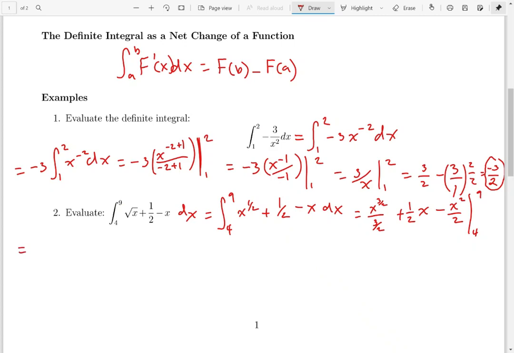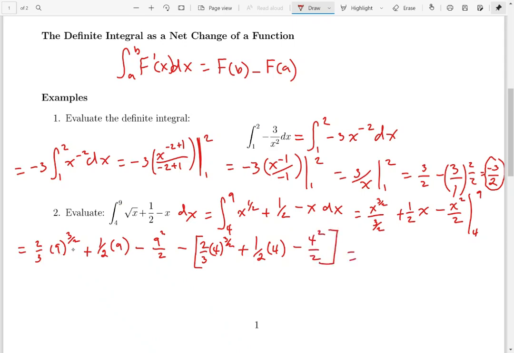Well then, what's this going to look like? This is going to deal with this 3/2, which is really the same thing as 2/3 times x to the 3/2 power, and so then that's going to be 2/3 times 9 raised to the 3/2 power, plus 1/2 times 9 minus 9 squared over 2, and then subtract, and when you subtract all of this, make sure you put a bracket. That's going to be 2/3 times 4 raised to the 3/2 power plus 1/2 of 4 minus 4 squared over 2.